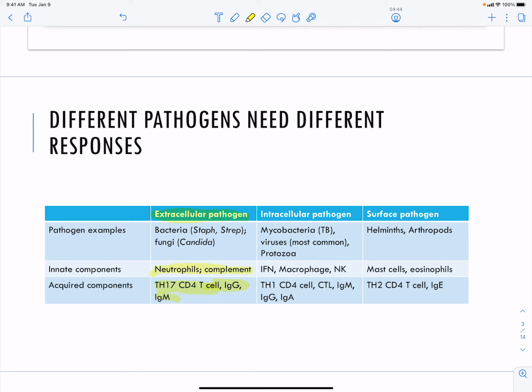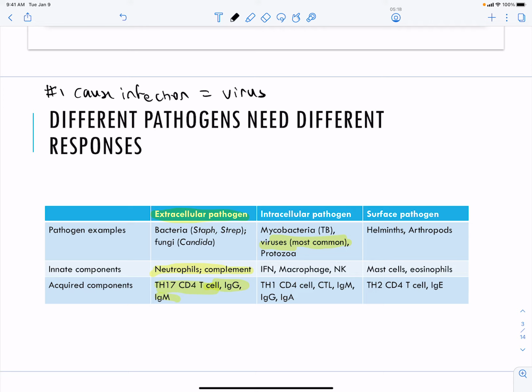We also have intracellular pathogens. They can be Mycobacterium tuberculosis, but viruses is the most common. The number one cause of infection is virus. Okay, so that's why our Th1 response is so dominant in us, because our pathogens are typically viral and they're intracellular. We can also have mycobacterium infections. Protozoa are intracellular. There are other intracellular bacteria. Listeria can be intracellular. These are just examples.